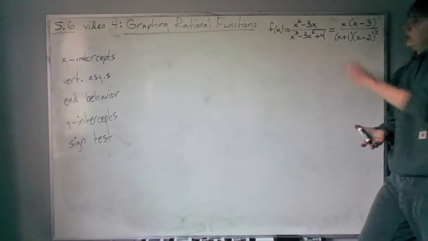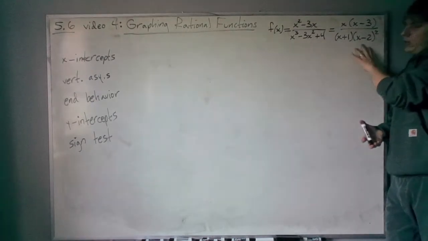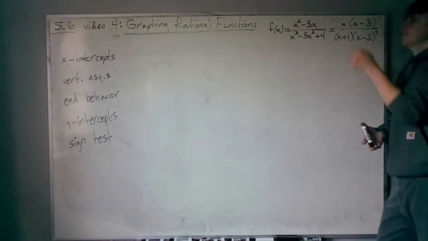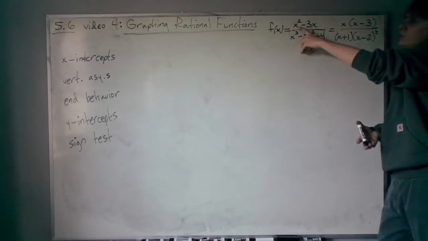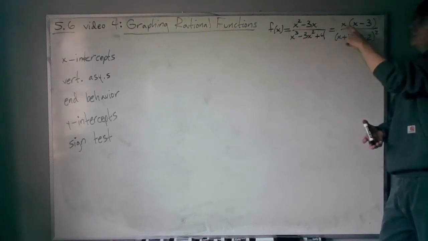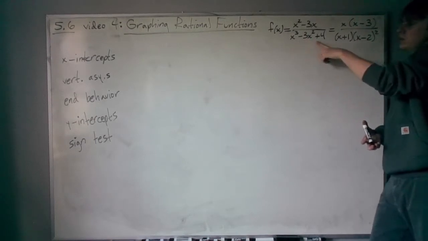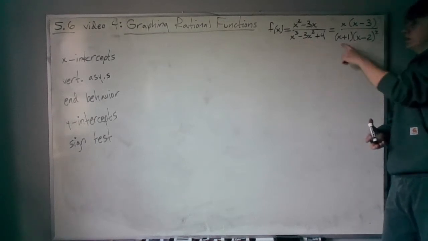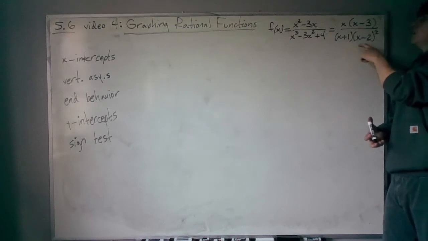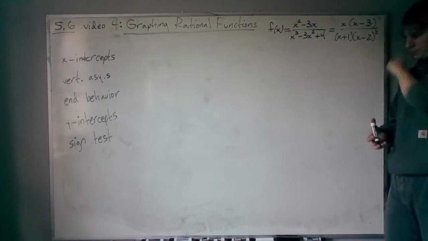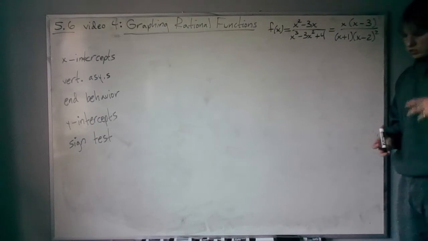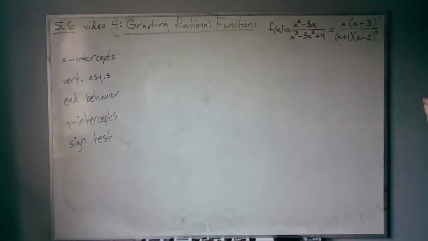So my function, I'm giving it to you both in factored and not factored form. I'm pointing to the wrong ones. But numerator x squared minus 3x, which you can factor as x times (x minus 3). Denominator x cubed minus 3x squared plus 4, which is the same as (x plus 1) times the quantity (x minus 2) squared. So let's just think our way through what each of these is.